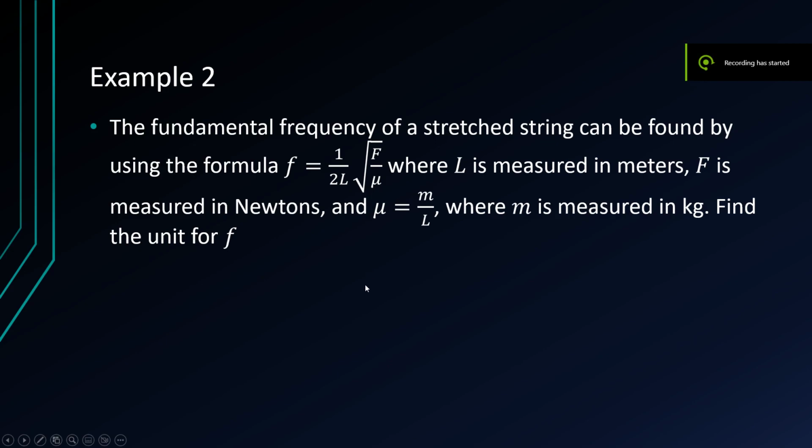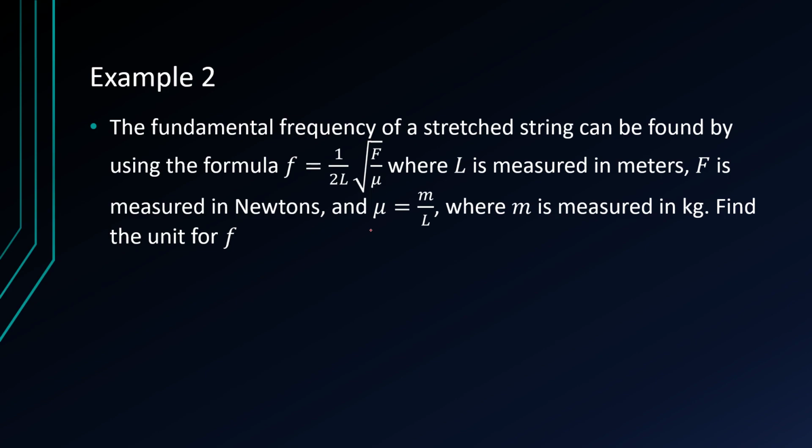So here's a more complex example of using dimensional analysis. The fundamental frequency of a stretched string can be found by using the formula f is 1 over 2L times the square root of F over mu, where L is measured in meters, F is in newtons, and mu is mass over length, where m is in kilograms. Find the unit for f.